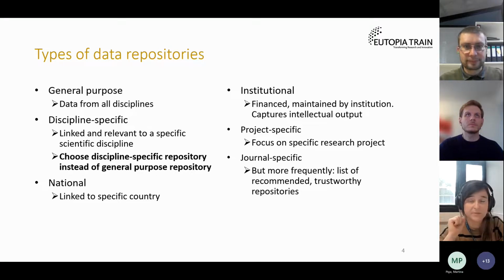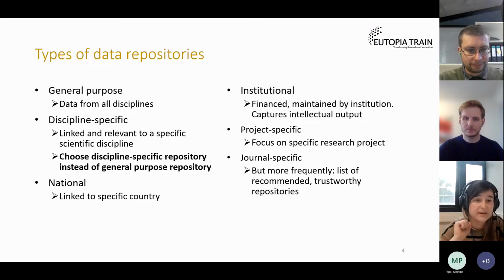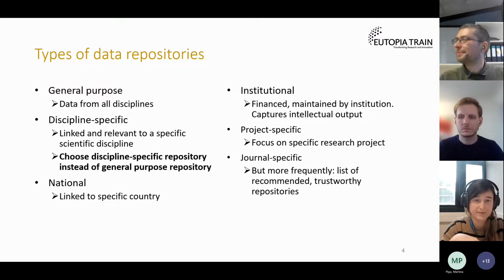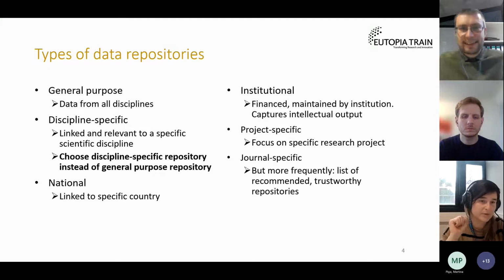A second one is a discipline-specific repository. This one is linked to a specific research field. We always recommend our researchers to choose a discipline-specific repository because the surrounding information, the documentation, the metadata standards that you have to provide for your data is more specific to your research field. That's why we recommend this kind of repository.